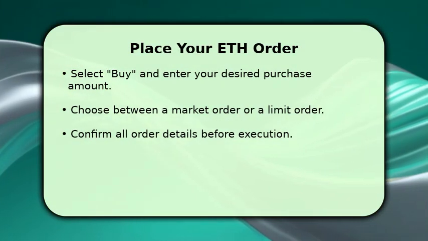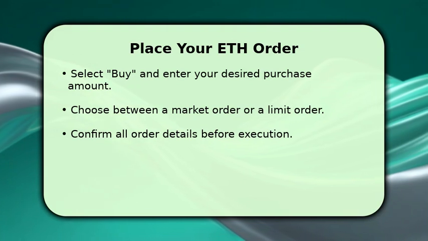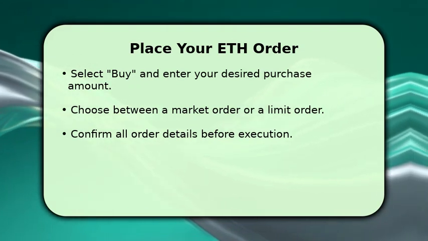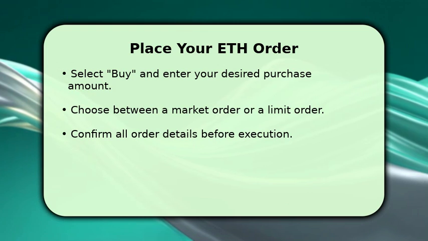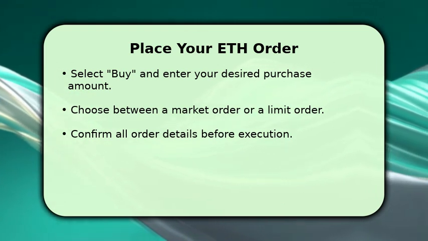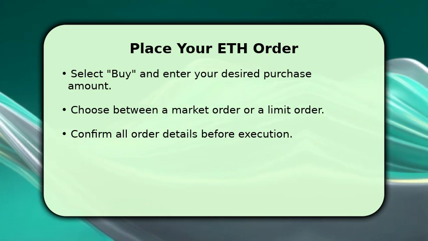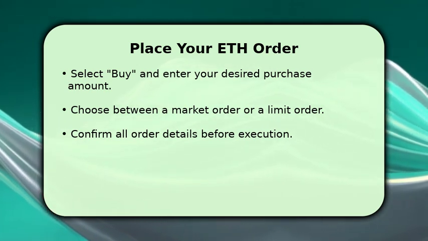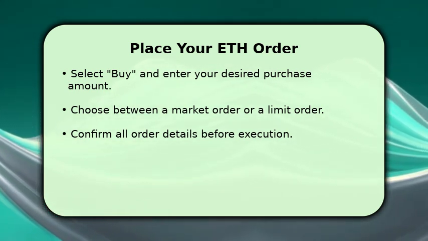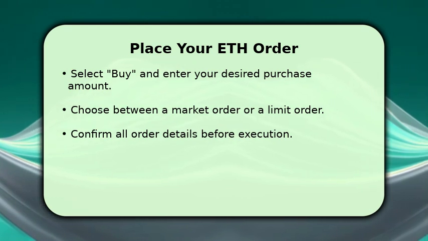Now tap the Buy button on the Ethereum page. You can enter the amount of ETH you want to purchase, either in dollars or in units of Ethereum. Decide if you want a market order, which buys at the current price, or a limit order, which executes at a specific price you set. Always confirm your order details before submitting.